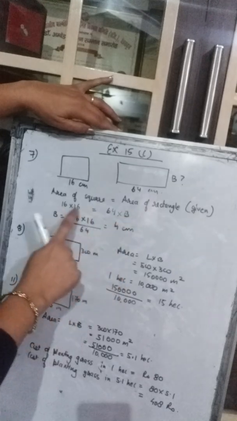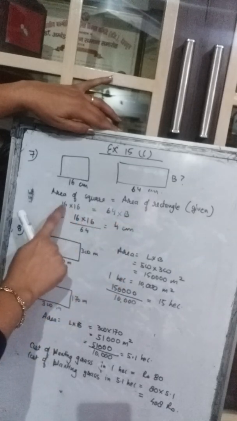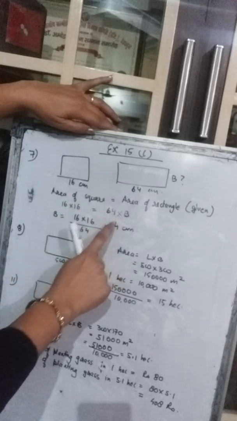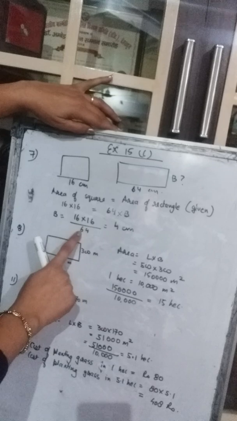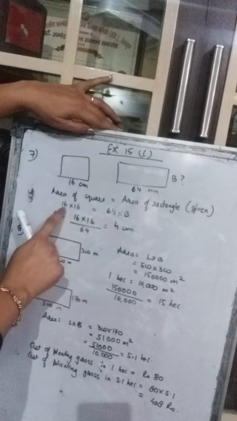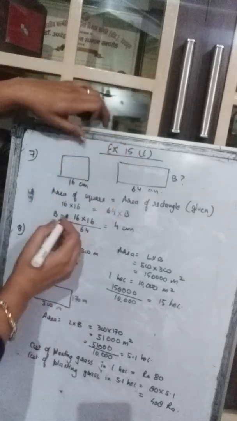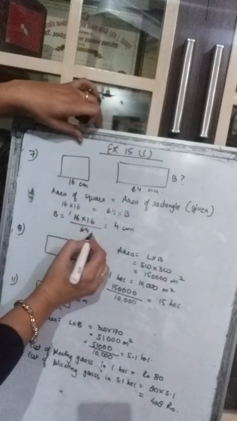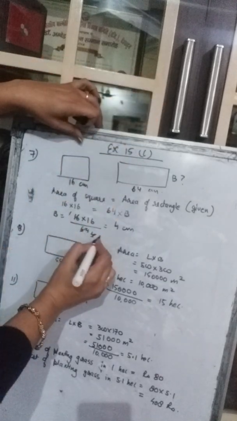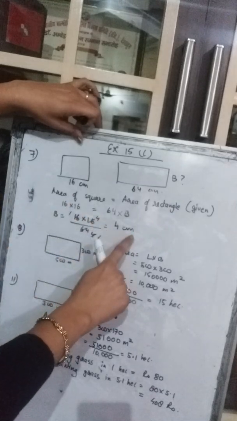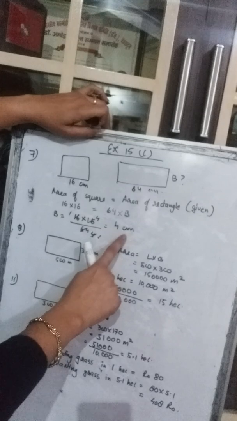b is equal to, what is after the equal to? 16 into 16, and 64 is getting multiplied. Here it will get divided. When we take it to the other side, it will get divided. So it will be 16 ones and 16 fours, 4 ones and 4 fours. So what is left here? 4 centimeter. So this is the breadth.